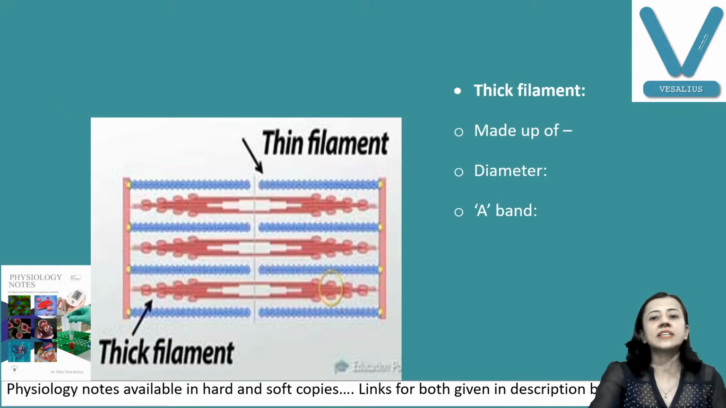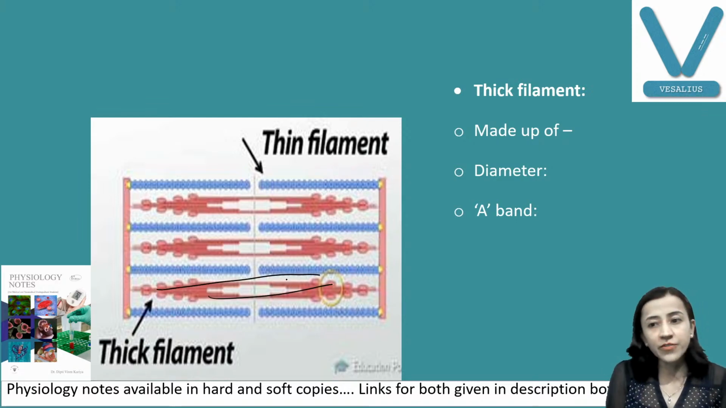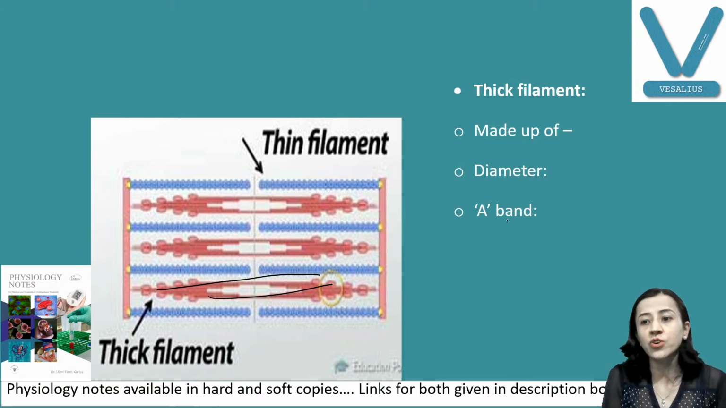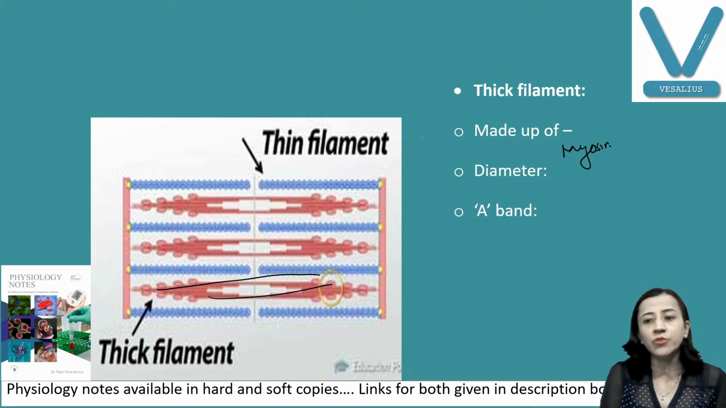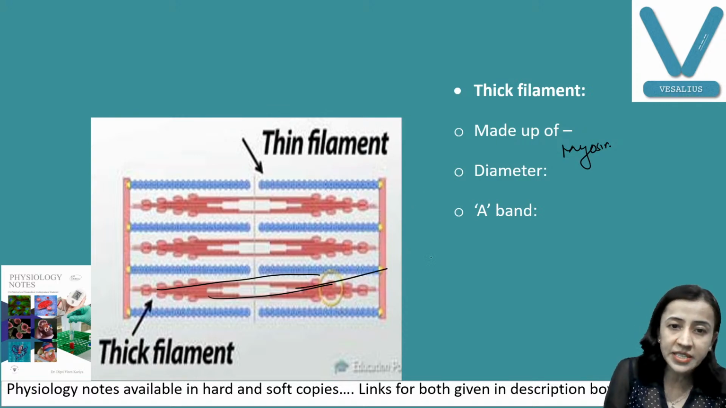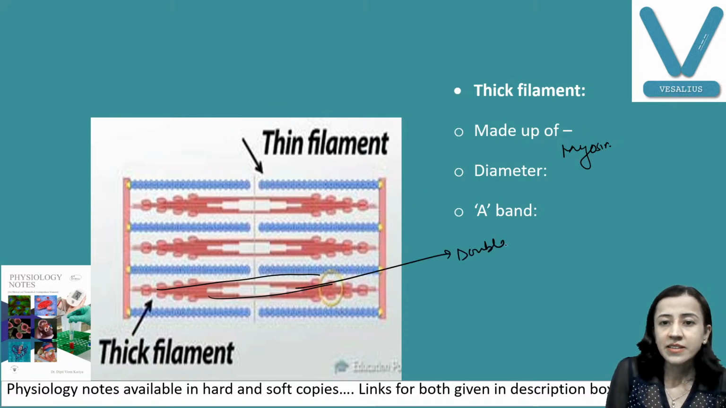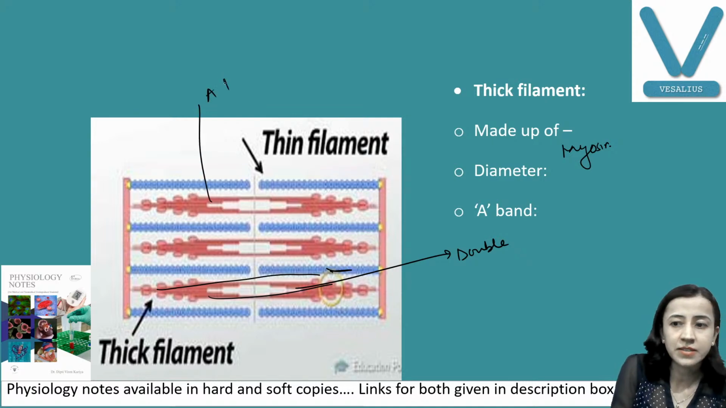So first we discuss the thick filament. As I told you, these are your thick filaments. Thick filaments are made up of contractile proteins, mainly myosin. Hundreds of molecules of myosin are there in the myosin thick filament. The diameter of the thick filament is double that of the thin filament. Thin is your actin filament. Fine, and it forms the A band here.